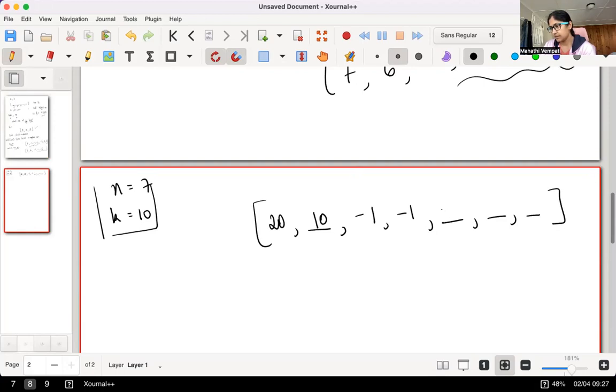these guys should be like -9 because we want the next thing to be negative. -1, -1. Yeah, this should work.